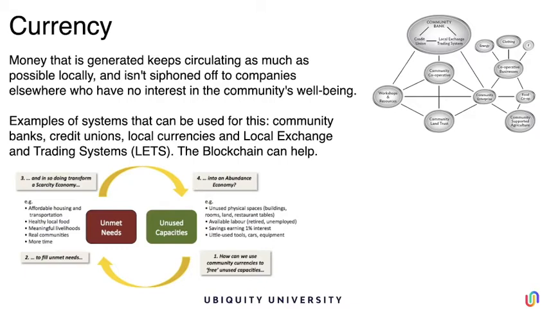One is community banks, credit unions, local currencies, and then something called local exchange and trading systems. The purpose here is to look at the means of exchange, where we could just be doing barter, of course, but barter limits the flexibility. If I give you one thing for another, you have to give me something back. So there's got to be some kind of currency that enables us to exchange things more effectively. And of course, as I make a note here, the blockchain can help with this, as we're seeing.